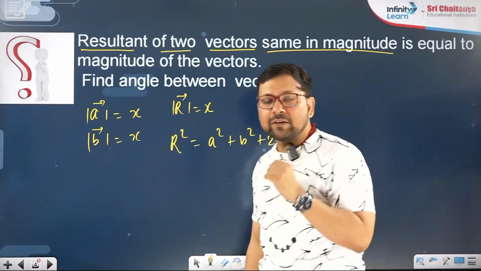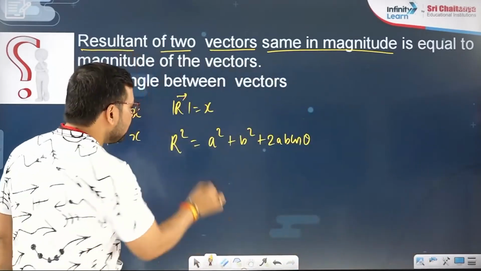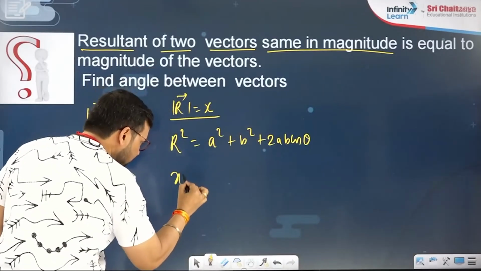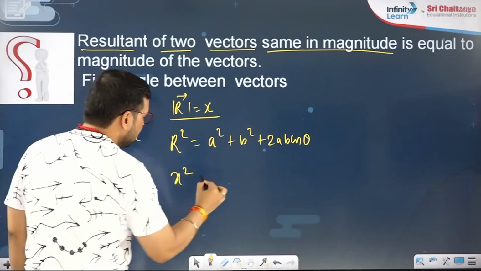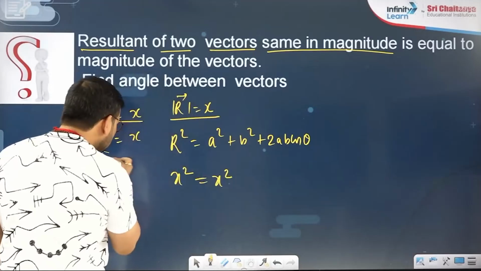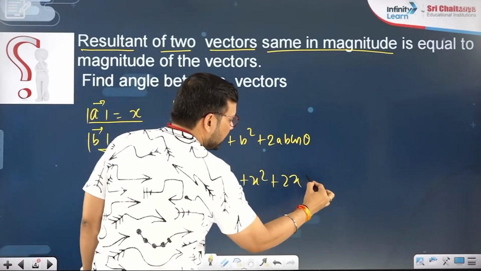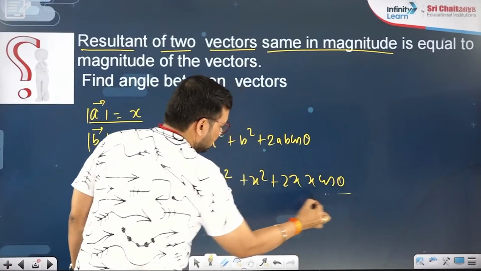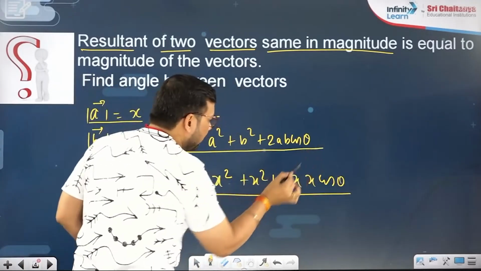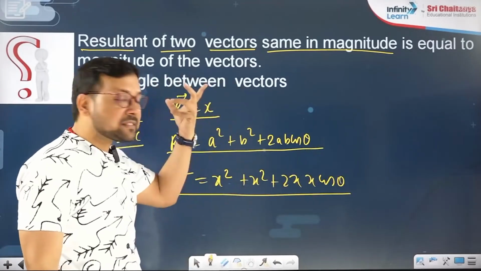R square is equal to a square plus b square plus 2ab cos theta. And what is the data given in the question? Have a look. In the data, r is equal to x, put x square. A is equal to x, put x square. B is equal to x, put x square. Whatever is given, 2a is x, b is x, cos theta. I have just taken the basic formula and put the data into it.